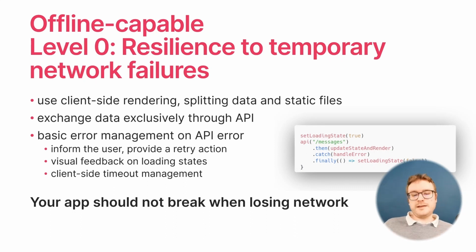You are able to provide basic error management and visual feedback, manage some client-side timeouts so that the user knows that they have lost their connection and can try again once they retrieve it. So the application doesn't break. That's the main point of level 0 of offline capabilities: your application does not break when you lose network. You have error messages, but that's it. But if you press the reload button of your browser and you lose the internet connection, if you have done nothing more than that, you still will have the error page with the dinosaur. So, how can we improve that?